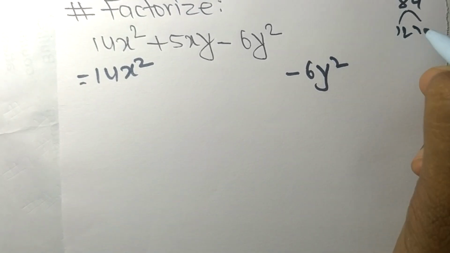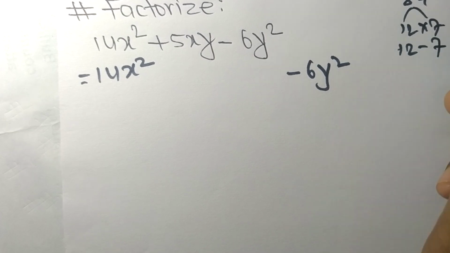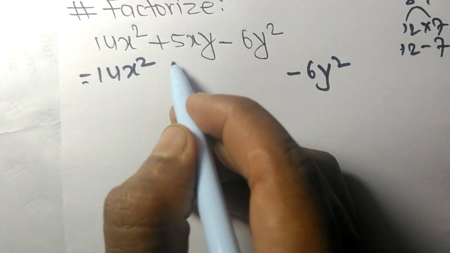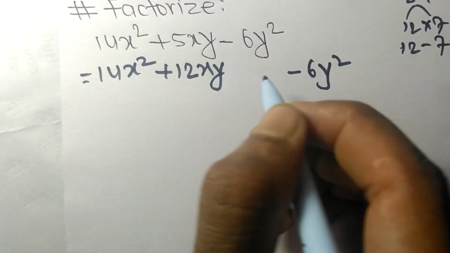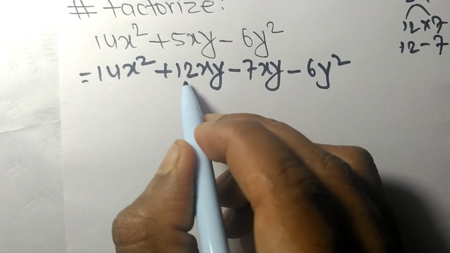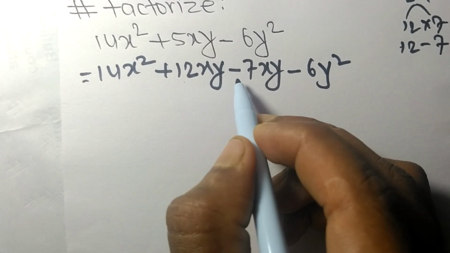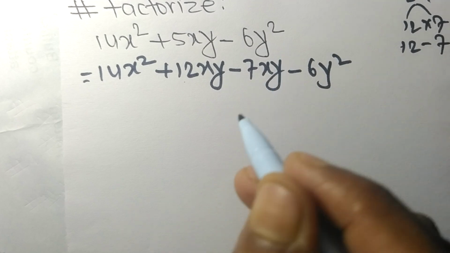So 12 times 7 is 84, and 12 minus 7 is 5. So we split it as +12xy − 7xy. Plus 12xy minus 7xy is 5xy.